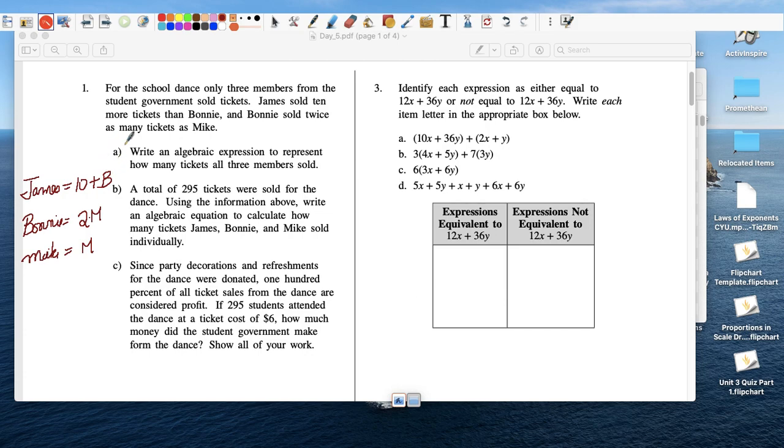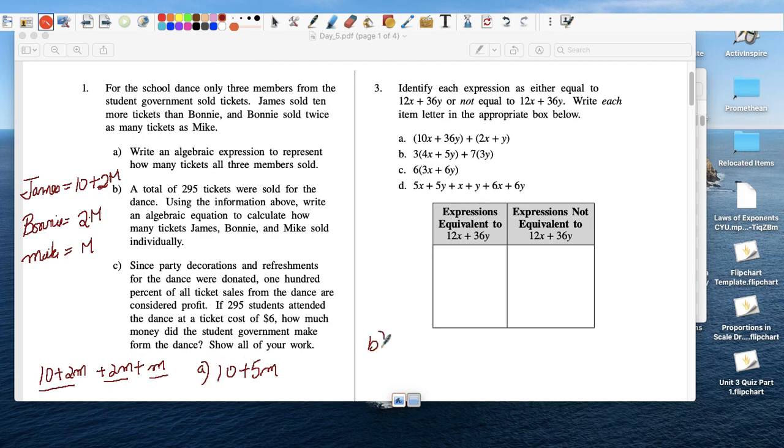Now, B stands for Bonnie, so I can come over here and replace Bonnie with 2M, right? It's the same thing. So now the expression that I can use to represent what each of them sold in total would be 10 plus 2M plus 2M plus M, right? This is what James sold, this is what Bonnie sold, and this is what Mike sold. So the expression would be, well, I can combine like terms, so that would be 10 plus 5M. So that's part A.